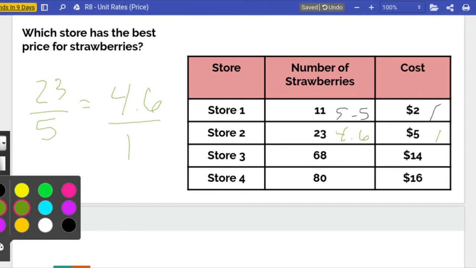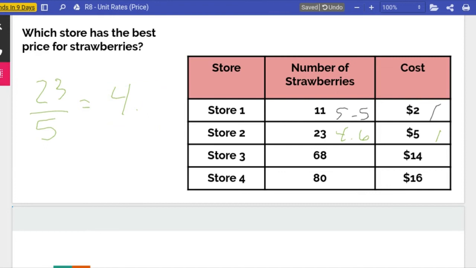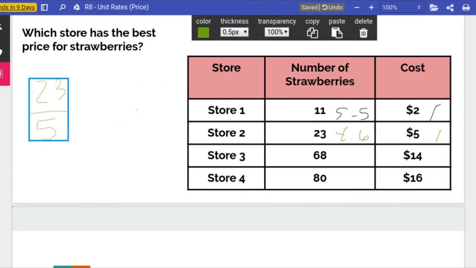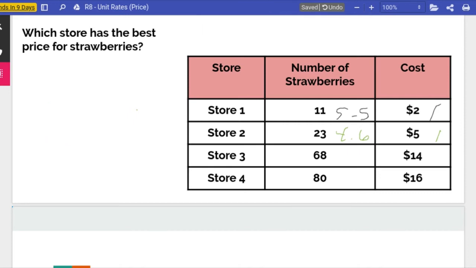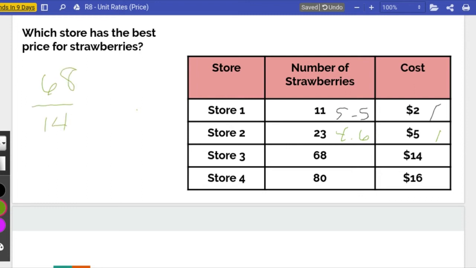Okay, let's try store number 3. Let's get rid of this here so we have some more space. So it's 68 strawberries for $14. So if I'm going to divide to get to 1, I need to do 68 divided by 14. Let's see, 68 divided by 14. I don't know. I'm going to have to work that out down here. So 5, nope, 4, erase.